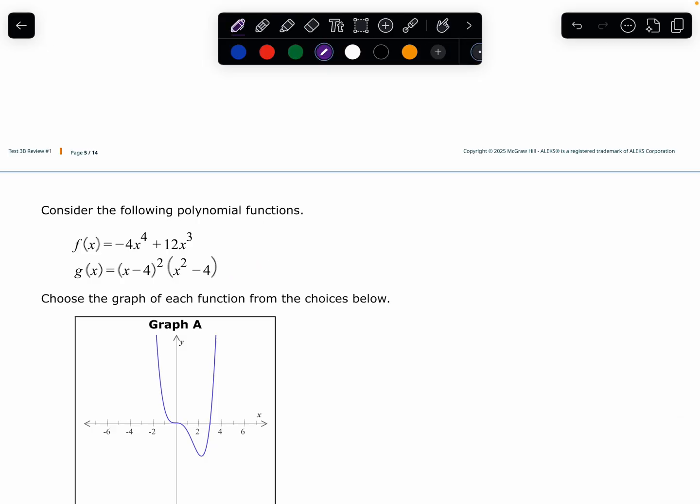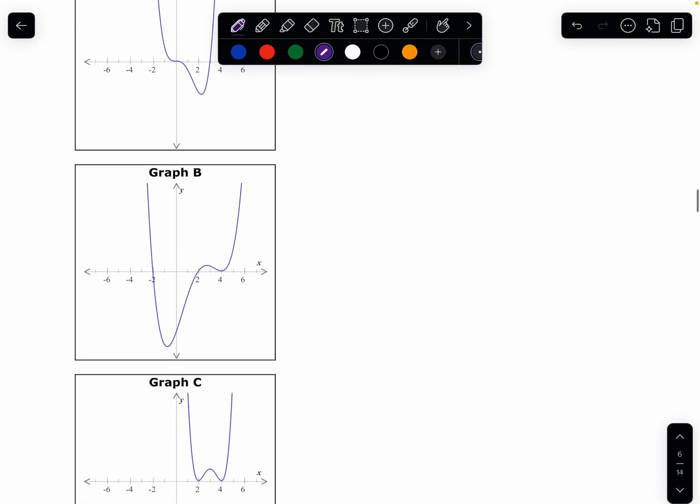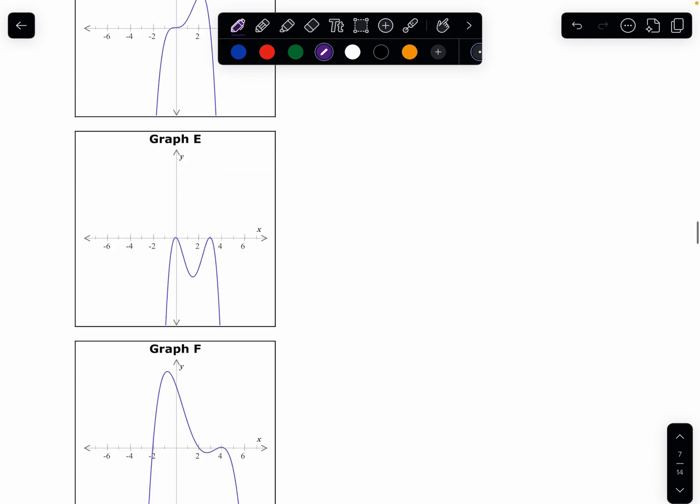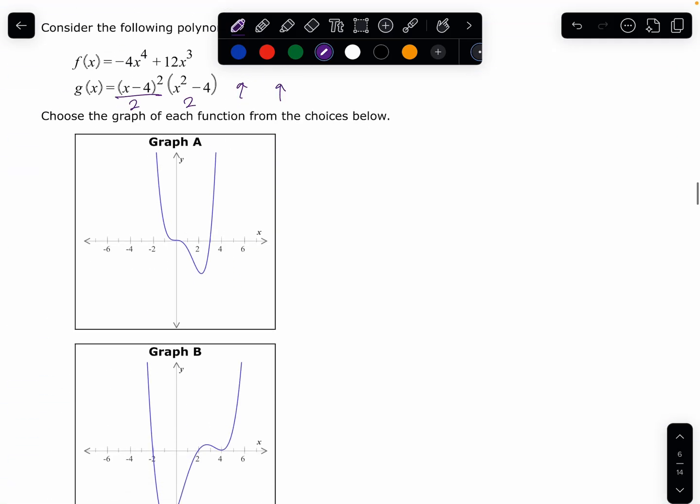The degree of this factor is 2. Yes, this is 1 factor, but this 1 factor is of degree 2. So this is also a degree 2, so this is still even. And both ends are going up, so it's even and a positive leading coefficient. So this could be A, B, or C.